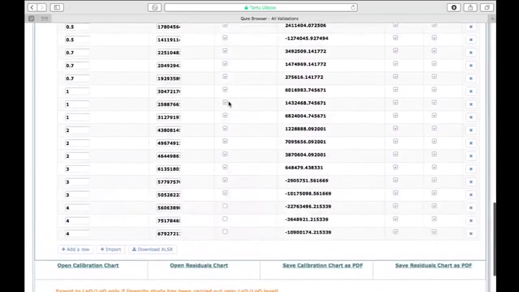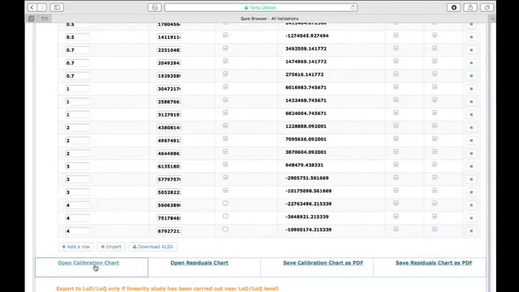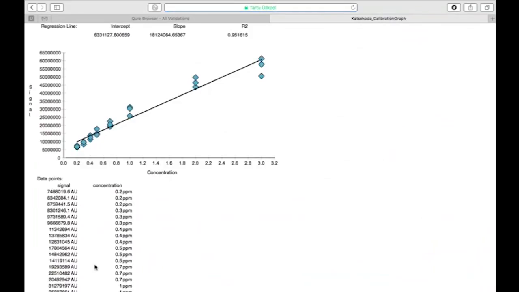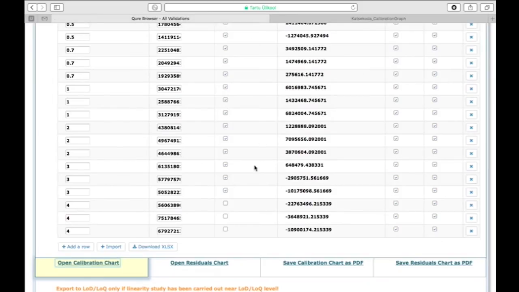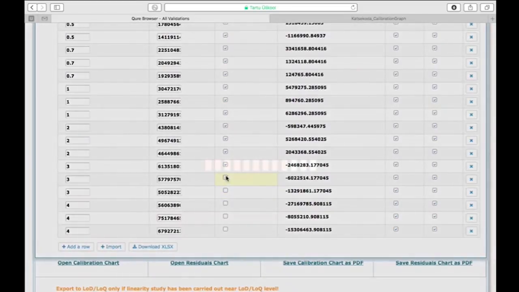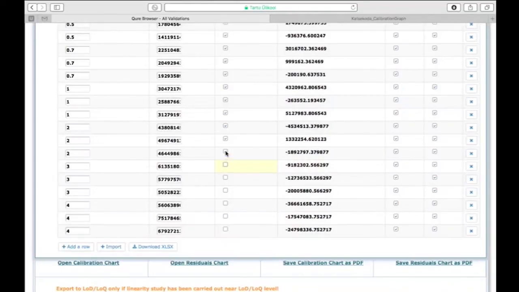And now let's open first the calibration chart. Here we can already see that the points don't follow the linear line. And we can try leaving out the two of the highest concentration levels. For that, I just have to unclick. I don't have to delete the data. It stays here, and I can also use it later if necessary.